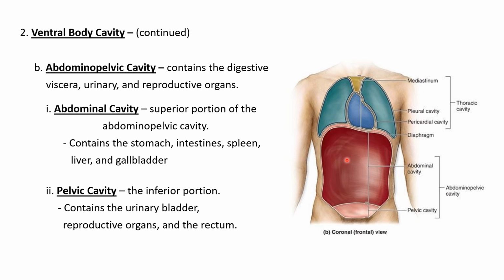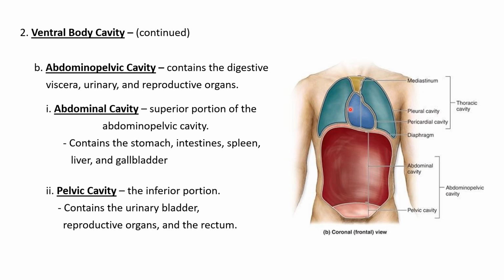So the superior portion of the abdominopelvic cavity contains the stomach, intestines, spleen, liver, and gallbladder. And then the pelvic cavity is the inferior or lower portion. It contains the urinary bladder, reproductive organs, and the rectum. So the bottom part of the large intestine is the rectum.